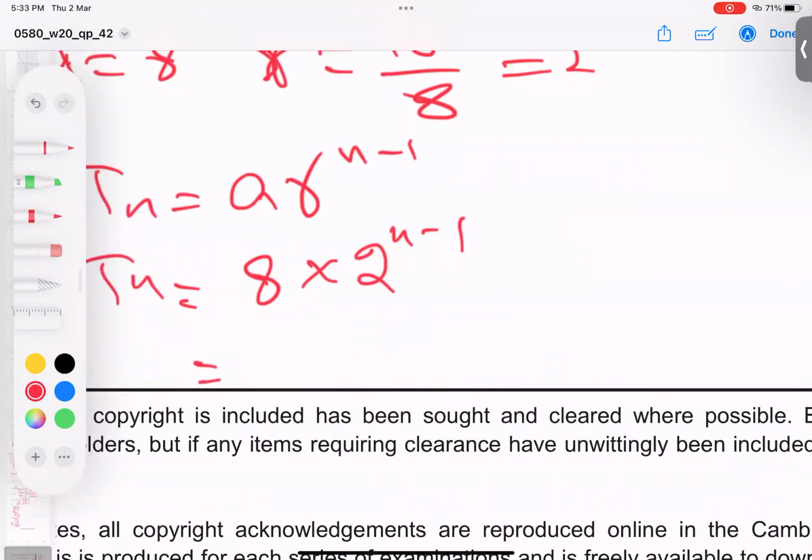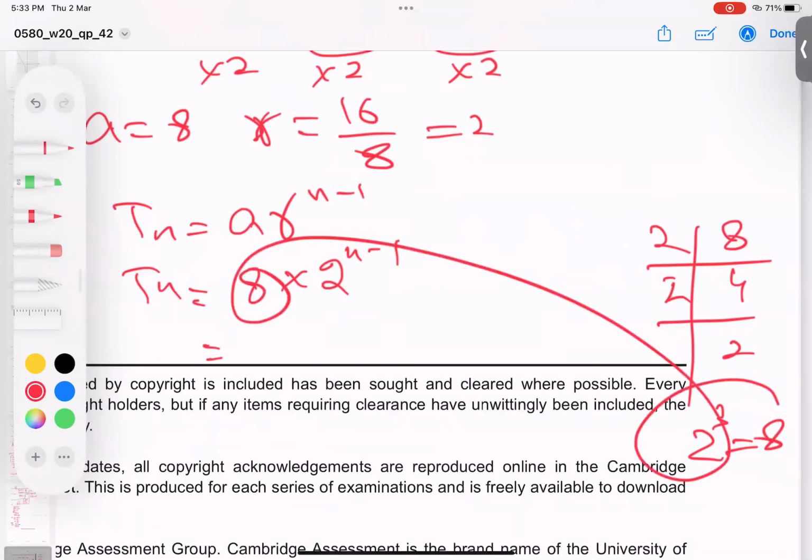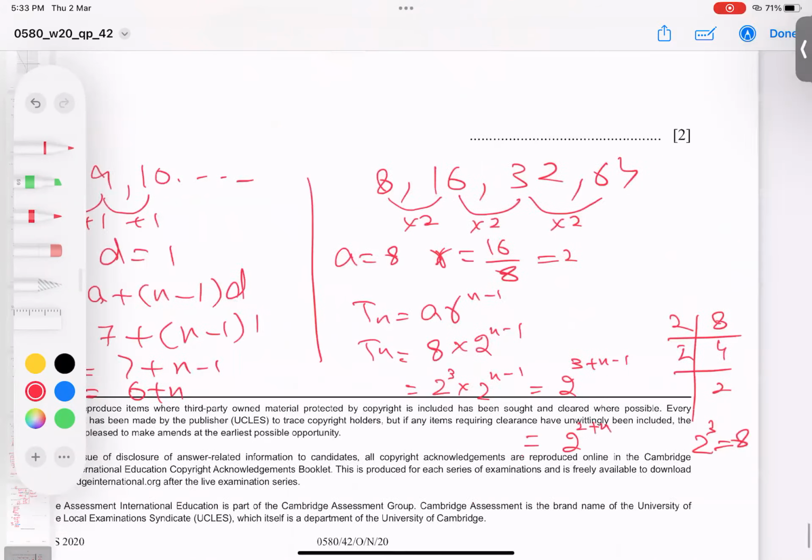But as a teacher, I suggest you, what is 8? Maybe you know or you don't know. I think the majority of students know it: 2 times 2 times 2, so 2 to the power 3 is 8. So I can replace this 8 by 2 to the power 3. Even if you stop here, you get full marks, but I am doing this to score full marks. If the bases are the same, the powers add. So 3 plus n minus 1, and 3 minus 1 becomes 2. Finally, I can say 2 plus n. So this is my final answer.